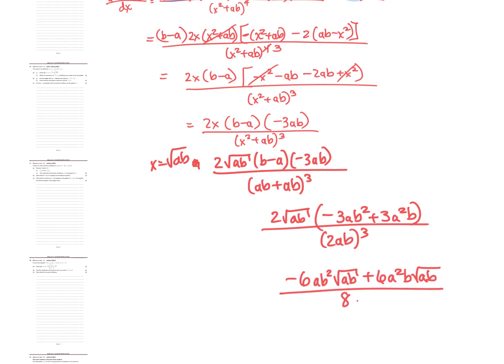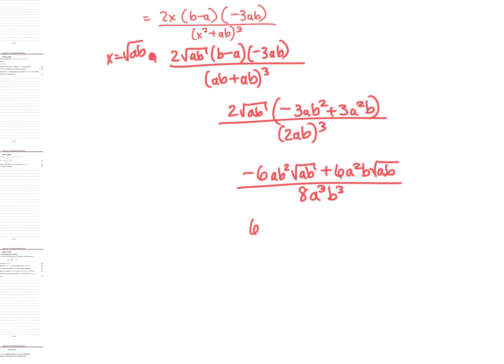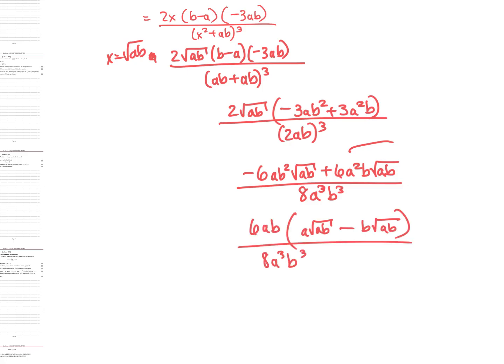over 8A cubed B cubed, right? All right, so maybe whatever. So if we pull out 6AB, we're going to have, I'll do this term first, A square root B, AB, sorry, minus B square root AB over 8A cubed B cubed. Oh my goodness. So then divide by 2, the A's cancel here, the B's cancel here.